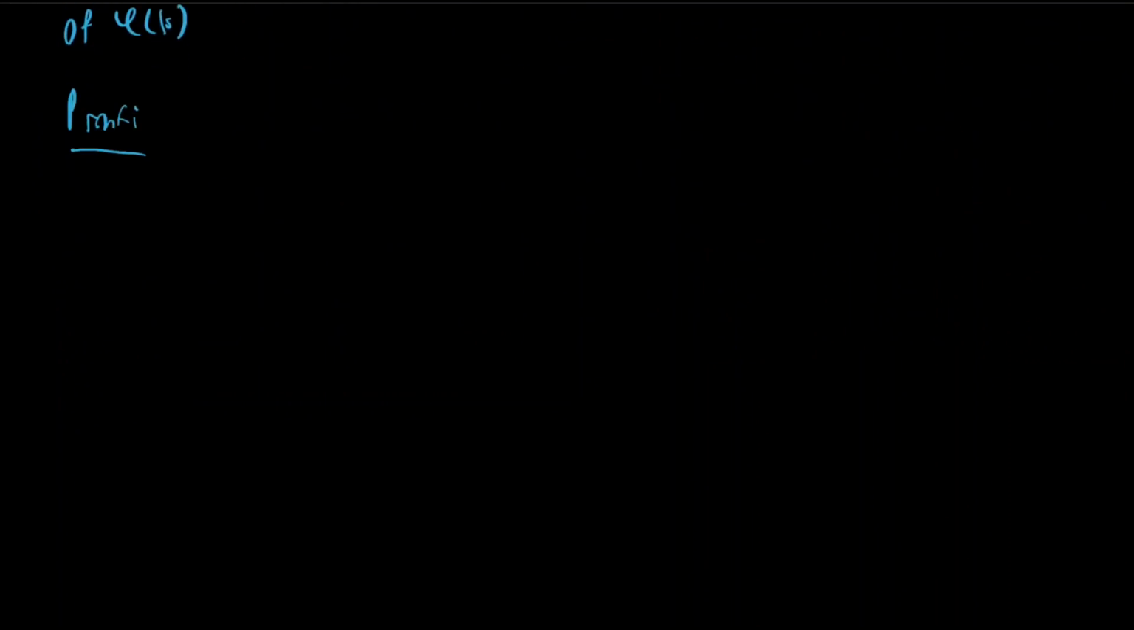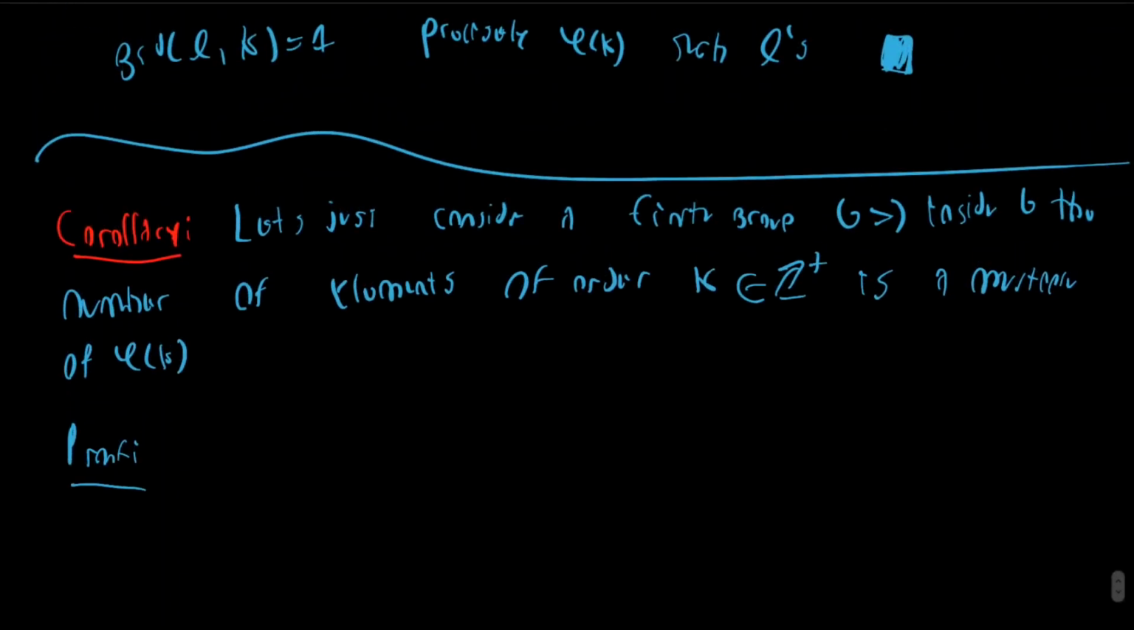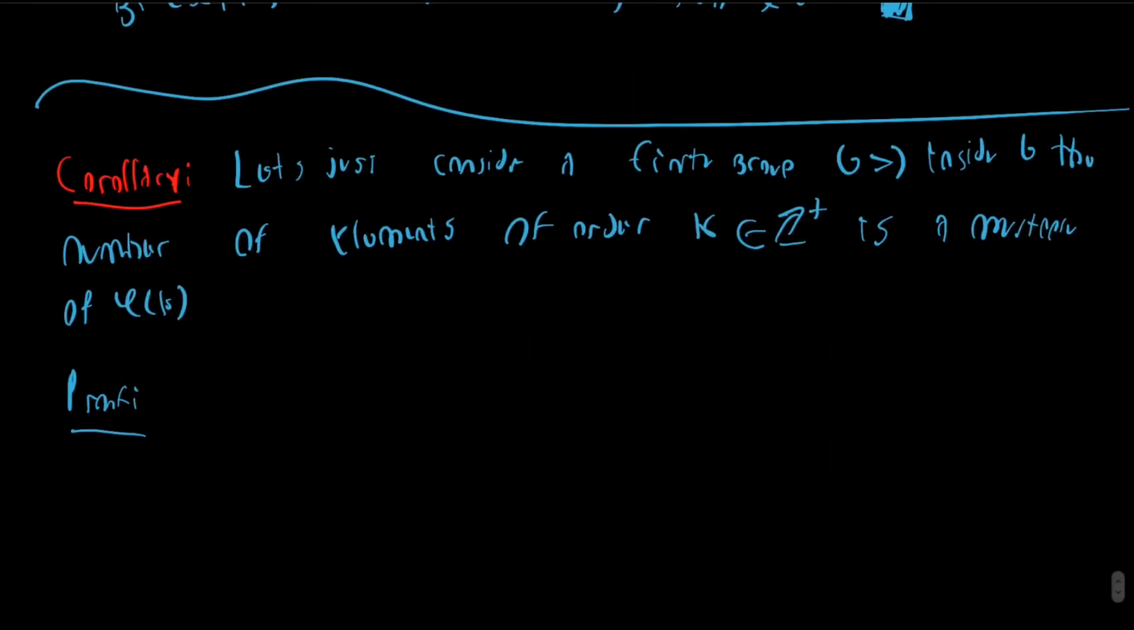Again, in the special cases where the group has no elements of order K, or in the case that G is cyclic, we already have a proof. Because if there are no elements of order K, then the number is 0, which is trivially a multiple of phi of K. But if the group is cyclic, on the other hand, we have already proven that the number is precisely phi of K, which is again a multiple of phi of K.